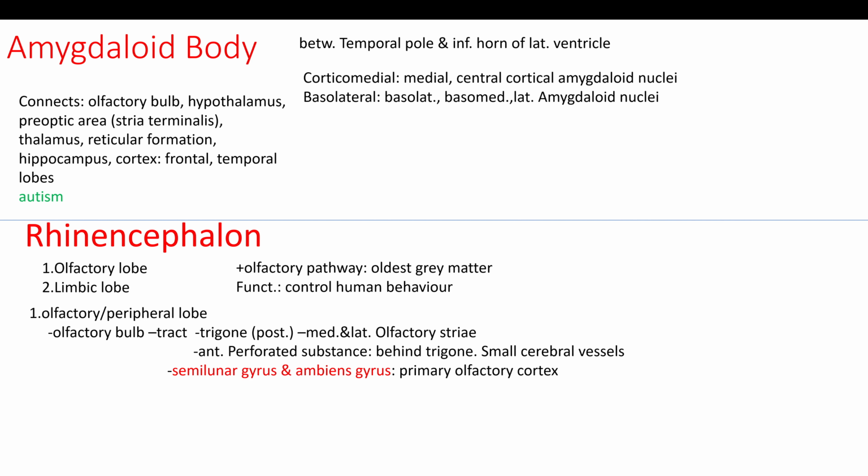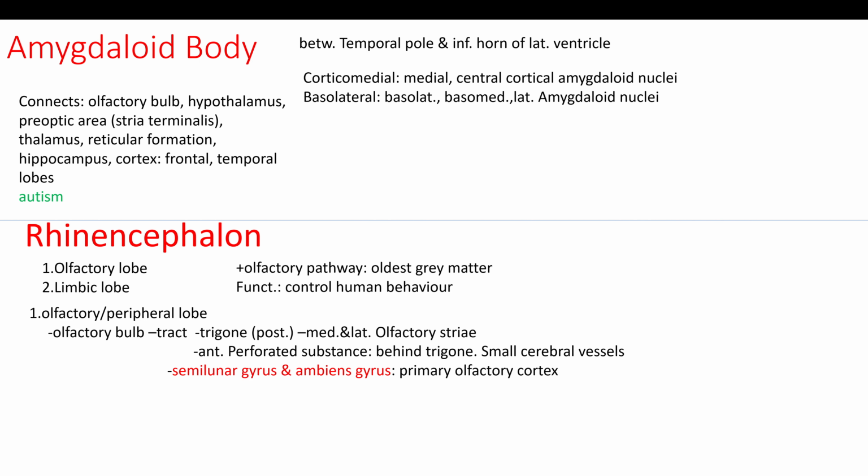The rhinencephalon is, as the name suggests, an olfactory pathway, the oldest part of gray matter of the forebrain, controlling human behavior, and it consists of two parts, the olfactory lobe and the limbic lobe. The olfactory lobe, also known as peripheral rhinencephalon, has an olfactory bulb, which is an enlargement lying anteriorly to the olfactory sulcus, followed by the olfactory tract, which connects the bulb to its posterior trigone, which is its end.